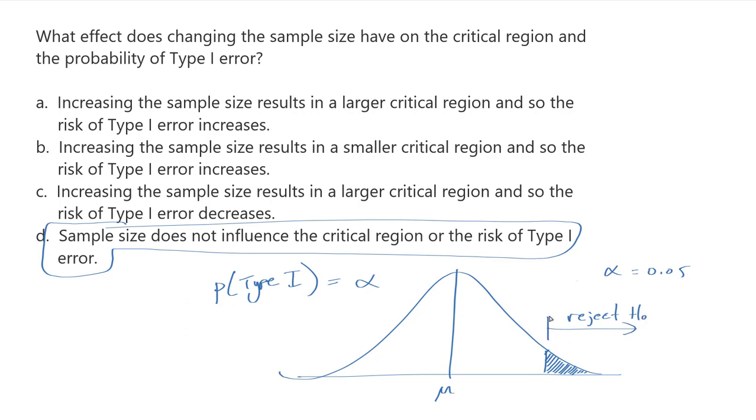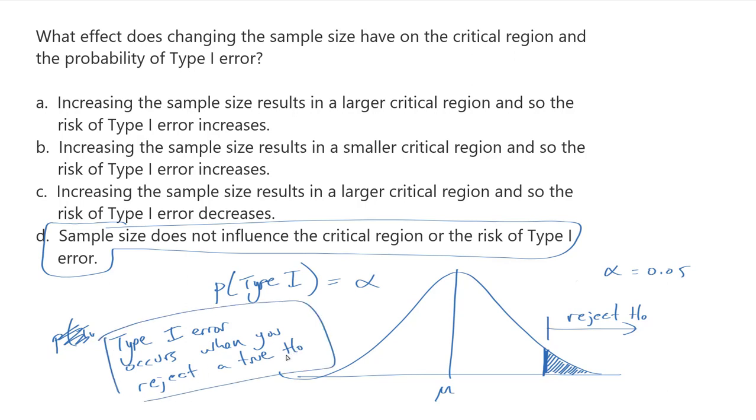So any samples that have means that land beyond this boundary will lead me to reject the null hypothesis. Sometimes that will lead to an error. In fact, let me put it this way. Type 1 error occurs when you reject a true null hypothesis. Okay, so type 1 error occurs when you reject a true null hypothesis.